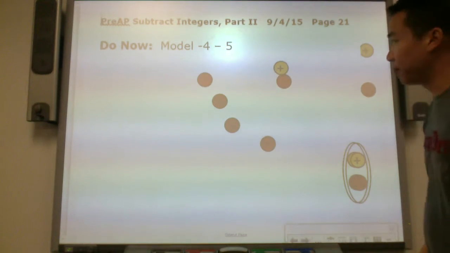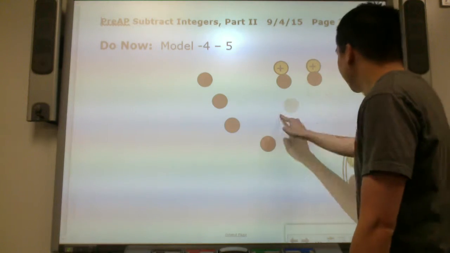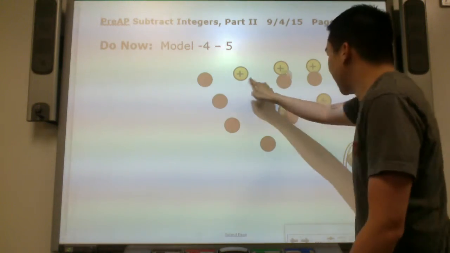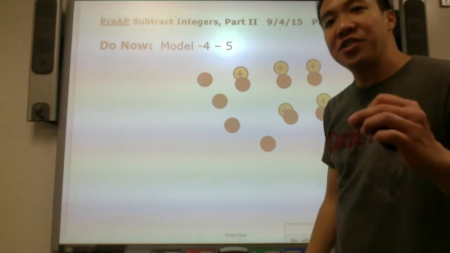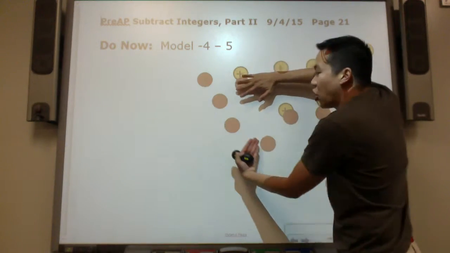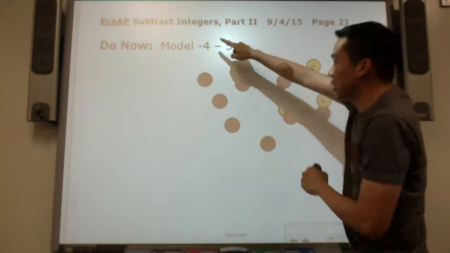This is a zero pair. Do you notice how when you have a zero pair, nothing changes? It is as if I started with -4 still. These represent 0. So I'm still at -4.